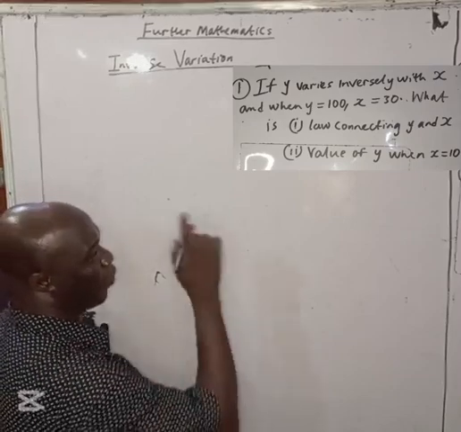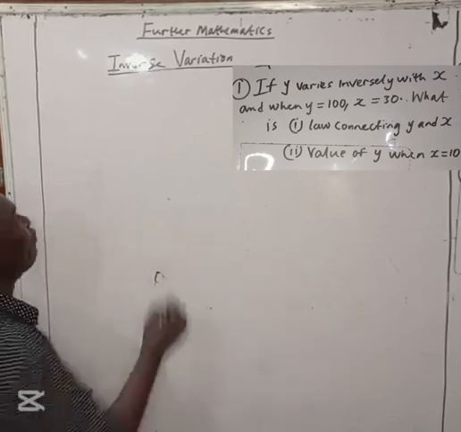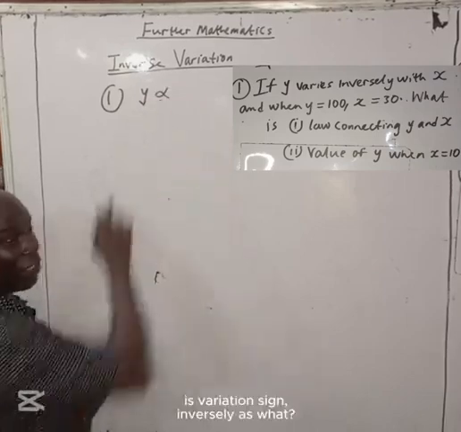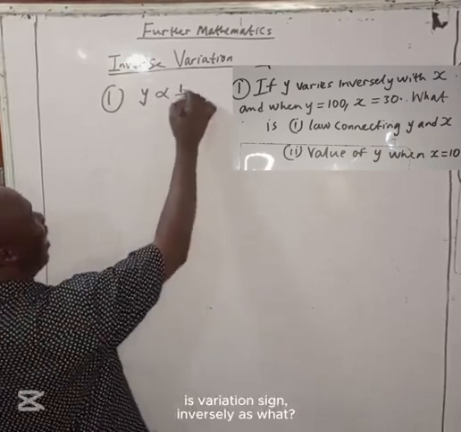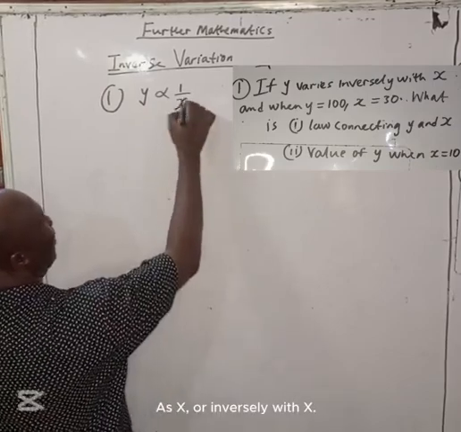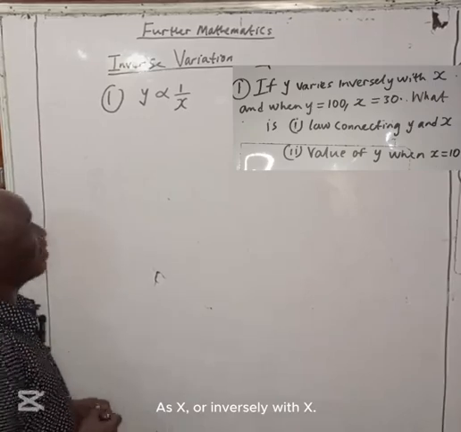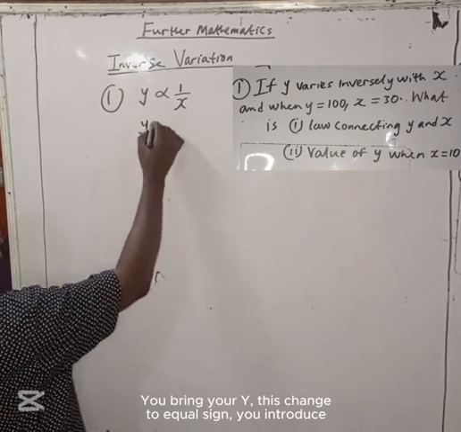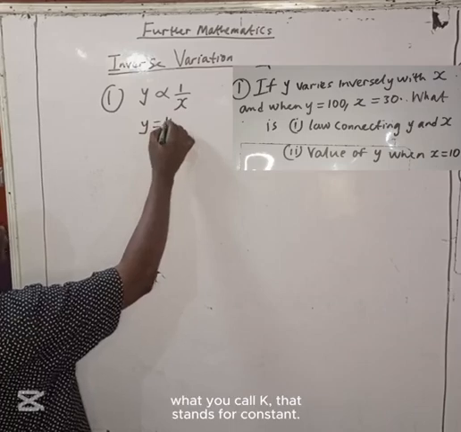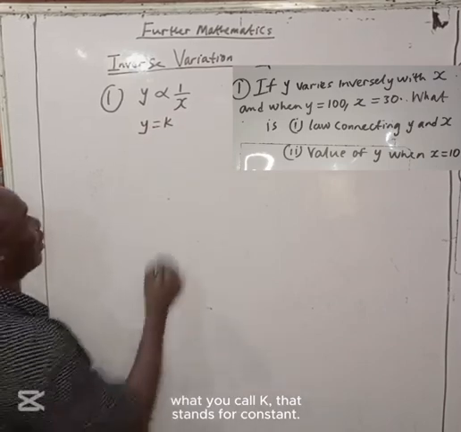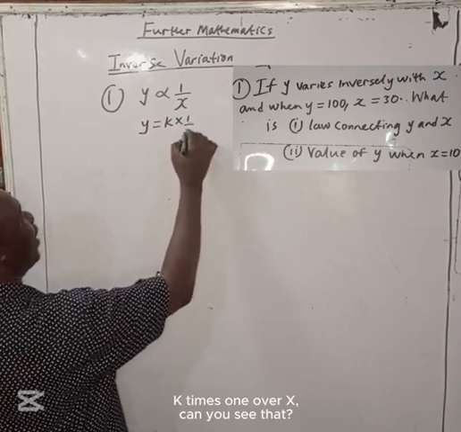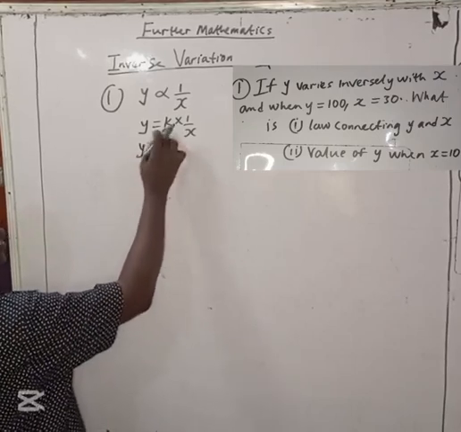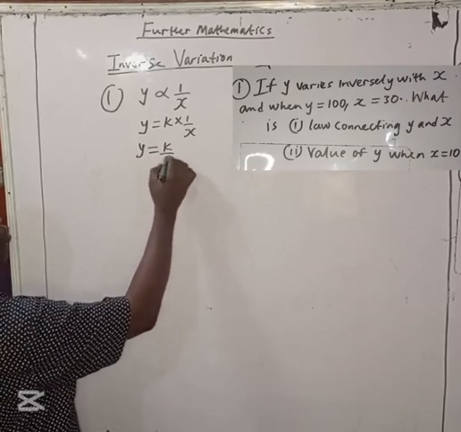All right, the first question says, if y varies inversely as x, or inversely with x, what do you need to do? You bring your y, this thing to equal sign, you introduce what we call k. That stands for constant. K times 1 over x. So you have y equal to k multiplied by 1 is k over x.